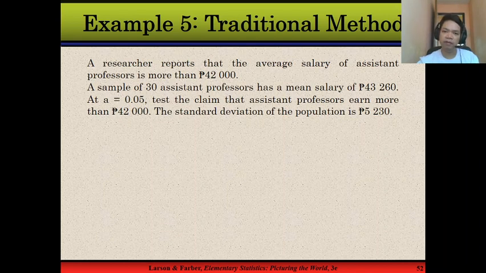Step A, state the null and the alternative. Ito yung very crucial sa pag-state ng null and alternative hypothesis. Step 1 pa lang dapat tama na. Para yung dulo mo, tama rin.